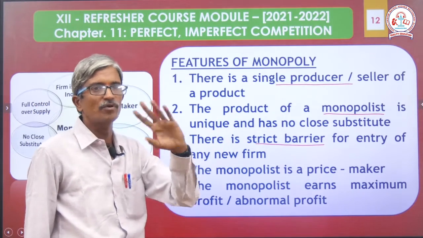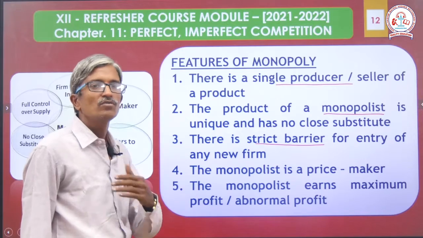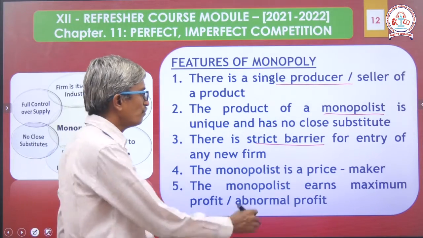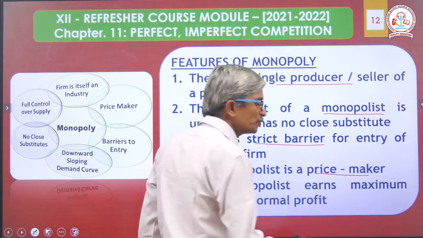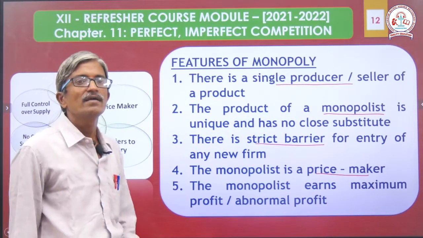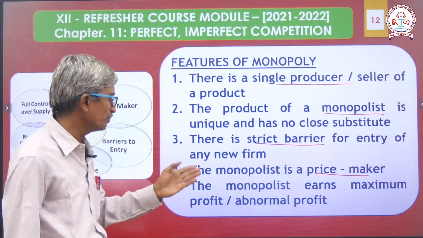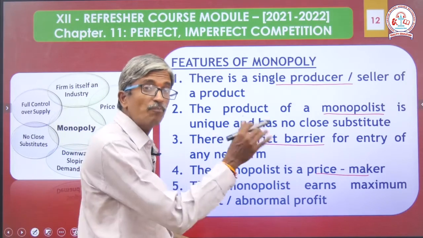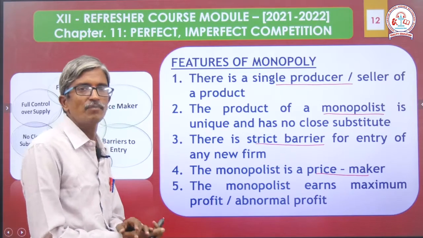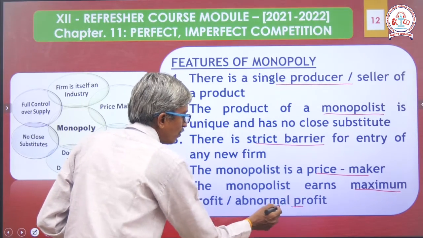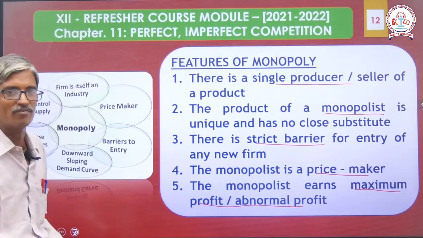Number one, single producer and seller. Number two, no close substitute. Number three, strict barrier for entry. And number four, the monopolist is a price maker. The price is not fixed for them; they are the price maker. At the same time, they maintain maximum profit or abnormal profit.